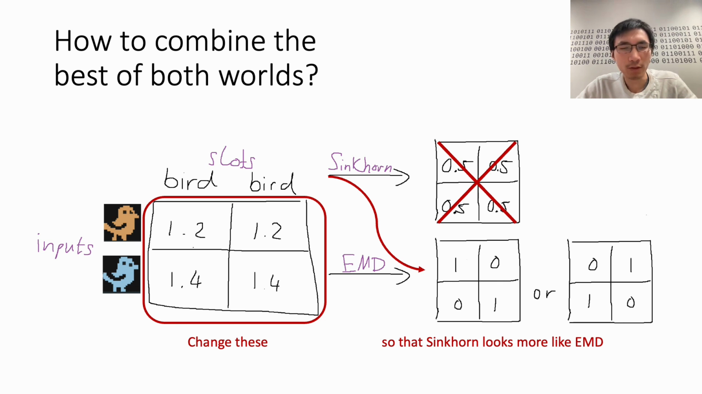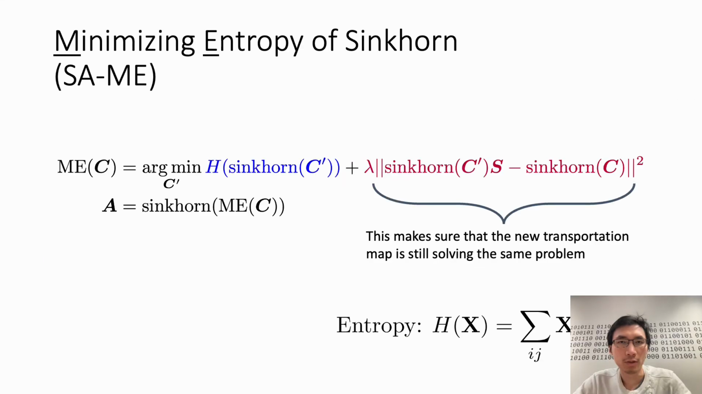We leverage the speed of the Sinkhorn algorithm, but instead change the cost matrix so that the output of Sinkhorn looks more like the output of EMD. This results in the algorithm SAME. Please have a look at our paper to find out more.